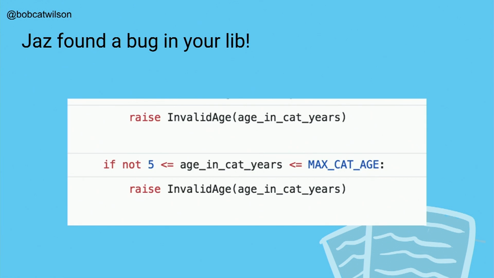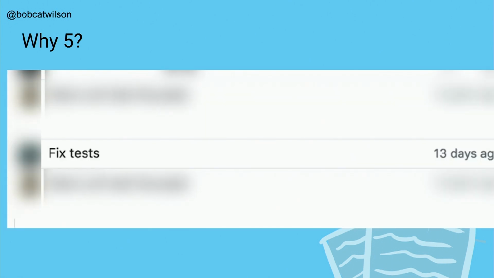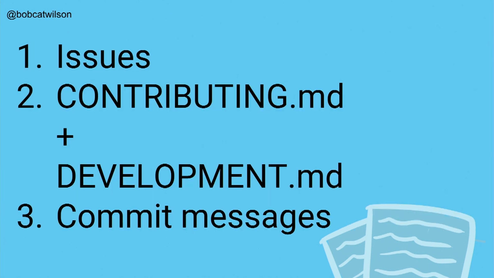So let's say that Jazz found a bug in your library. And she's pretty sure the bug is that this number is 5. She thinks it should be 0. But she wants to understand, why is it 5? So she runs a blame. And then this is the commit message that she sees. That's the whole thing. Just "fix tests." So the third kind of documentation I'm going to talk about is commit messages.